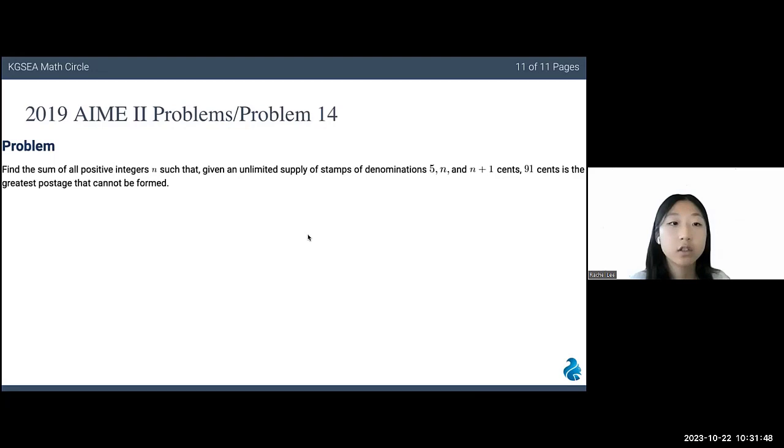The next question is from 2019, AIME problem 14, and it reads: find the sum of all positive integers n such that, given an unlimited supply of stamps of denominations 5, n, and n plus 1 cents, 91 cents is the greatest postage that cannot be formed. This is rather a difficult problem that uses the chicken nugget formula, but I'll just go over the answers.